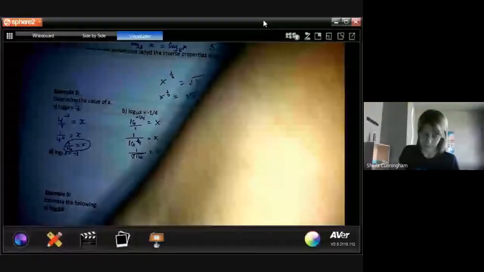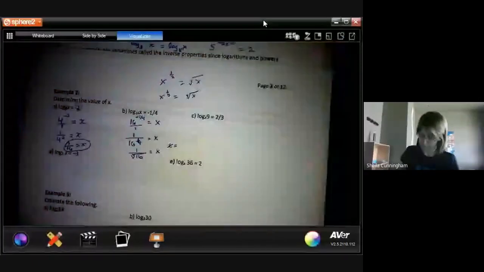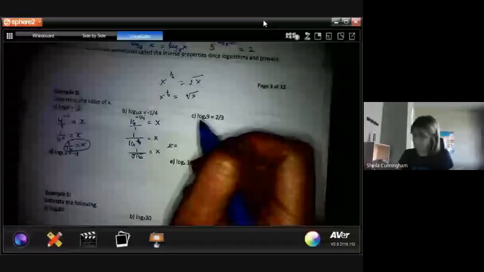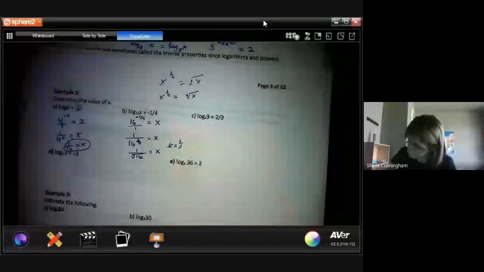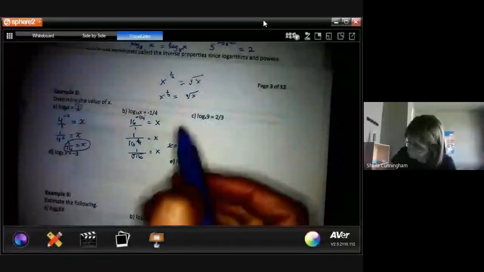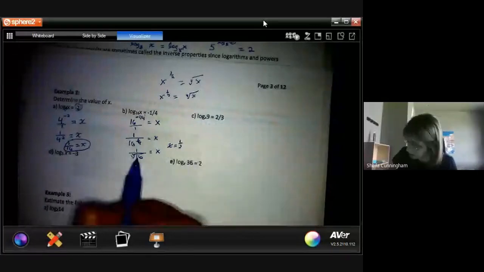You should be able to do that on a calculator, right? Are you getting x is equal to 1/2? Because the 4th root of 16 equals 2, and I still have it over 1, right? So that should be your resulting answer: 1/2.